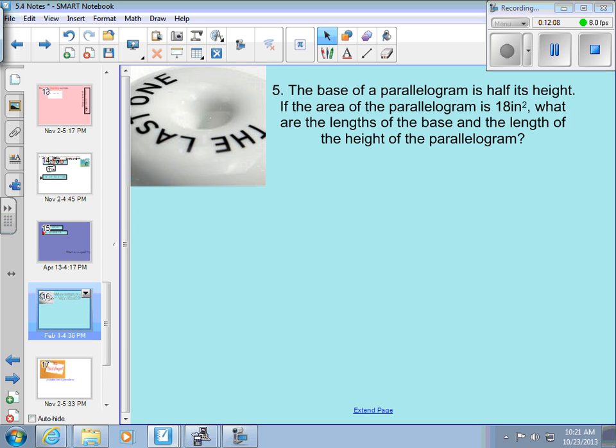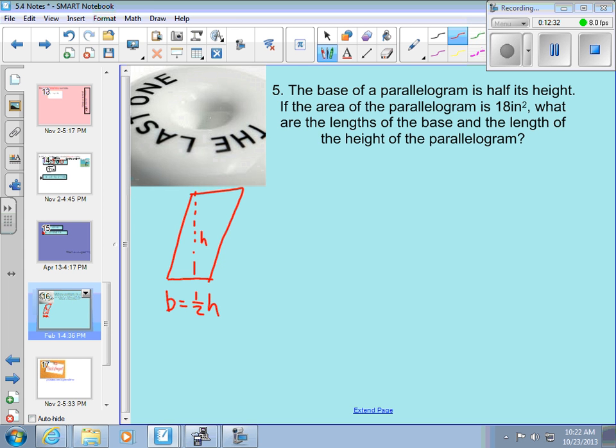Final one here, number 5. It says the base of a parallelogram is half the height. If the area of the parallelogram is 18 inches, what is the length of the base and the length of the height? Anytime you get one of these geometry problems, draw out a picture. Here's our parallelogram. And what they tell us is if this is our height, the base, the bottom, is half the length of the height.